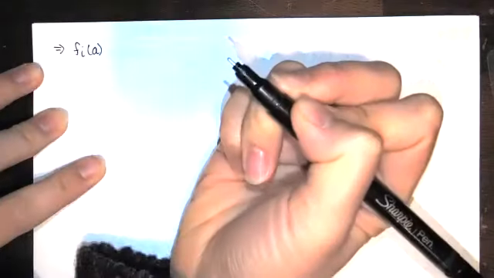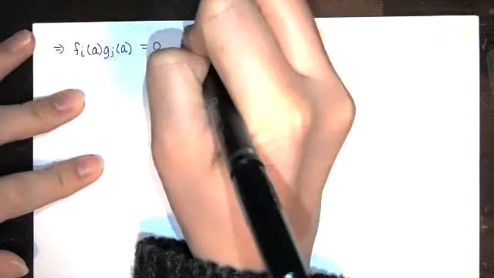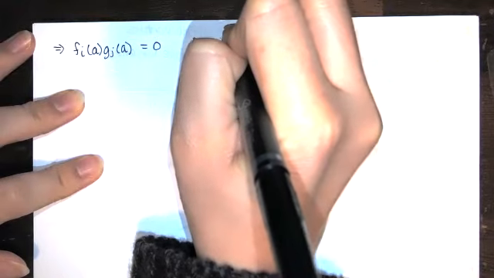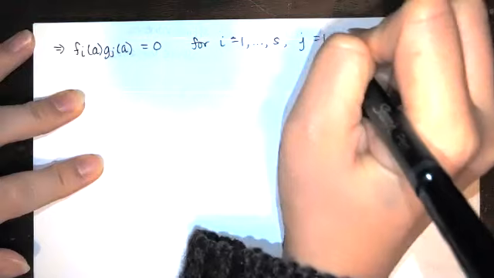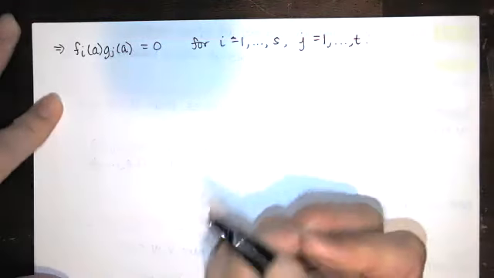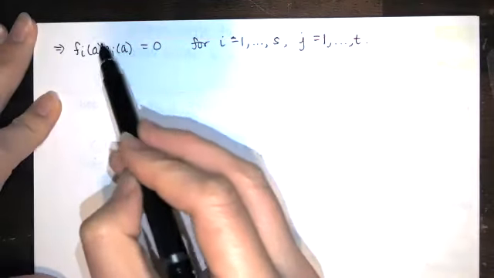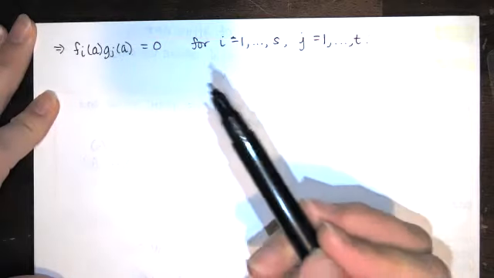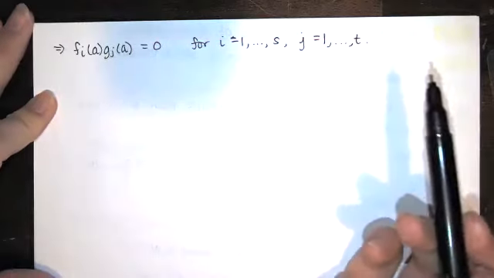And since the f's are all equal to 0, we take that f sub i of a and multiply by g sub j of a, and we're definitely going to get 0 for i equals 1 through s and j equals 1 through t. Because we've got a product: something that's equal to 0 and something that may or may not be 0, but when you multiply them together, you're definitely going to get 0.